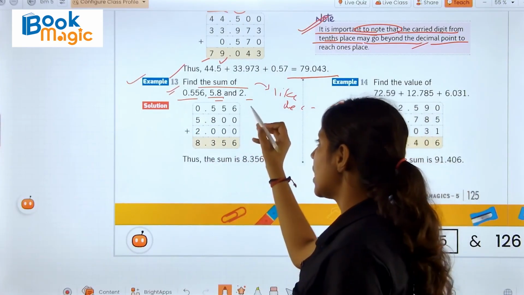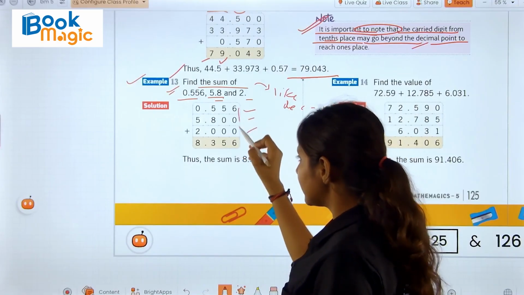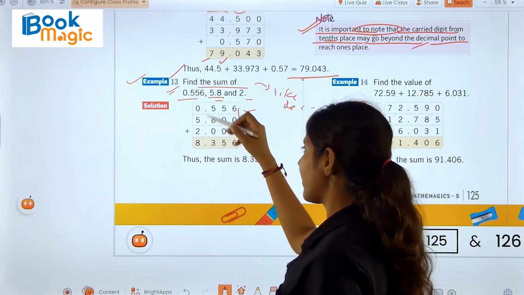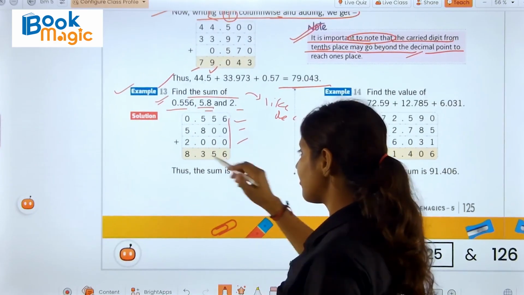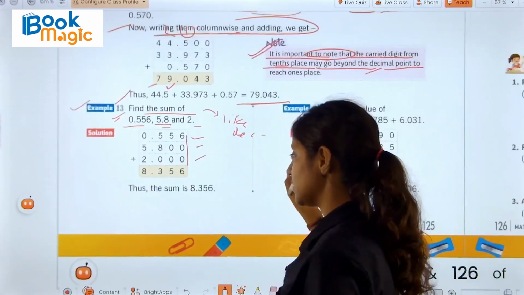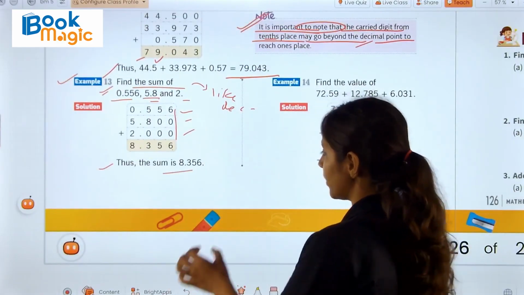Okay, now adding them together, we are getting 6, then 5, then 8 and 5 are 13. 3 is written here. 5 plus 1 is 6. 6 plus 2 is 8. Thus the sum is 8.356.